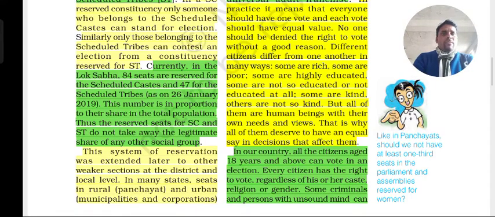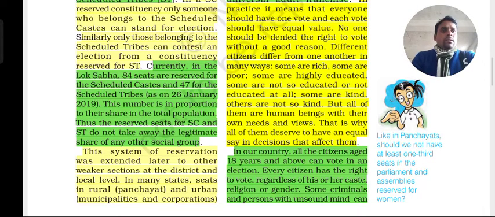Every citizen has the right to vote regardless of his or her caste, religion or gender. He may be male or female, he may be of any religion, Hindu, Muslim, Christian, Jain and so on, and he might be of any caste. Everybody has the right to vote. So everybody deserves their right to vote. This is what the Constitution is providing for us.